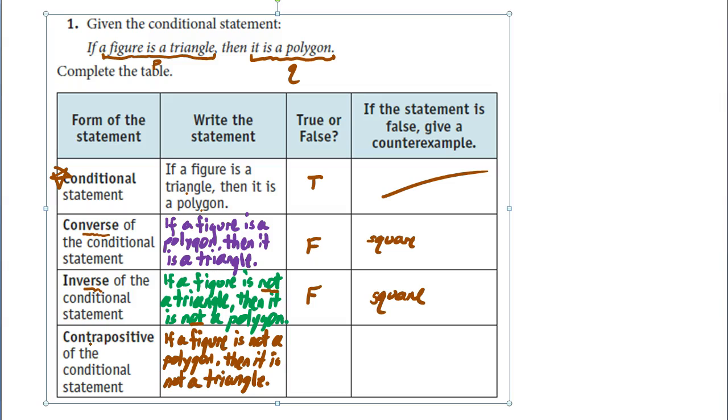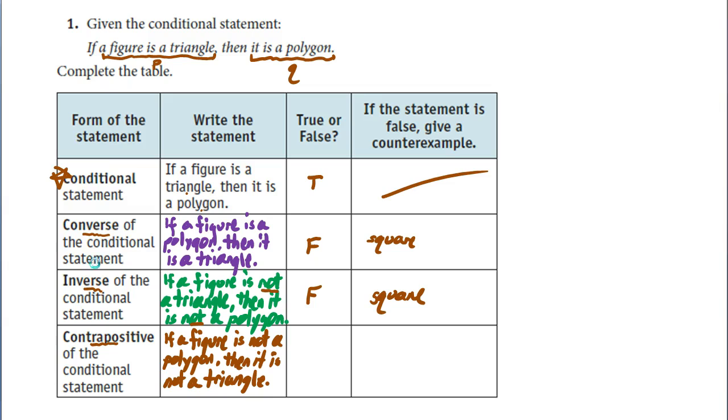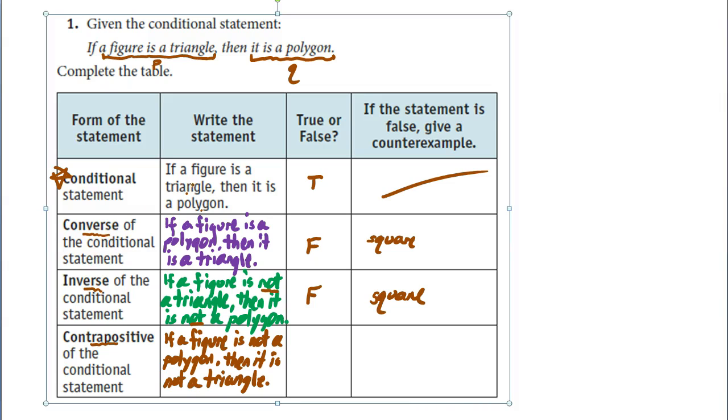The last one to create is called the contrapositive. Go back to the original. The contrapositive is created by interchanging the hypothesis and conclusion and negating them. So it will be, if a figure is not a polygon, then it is not a triangle. Switch the idea of triangle and polygon and fill in the word not.